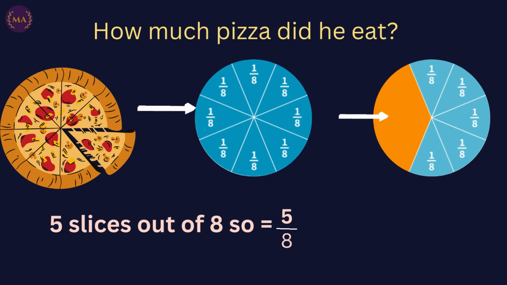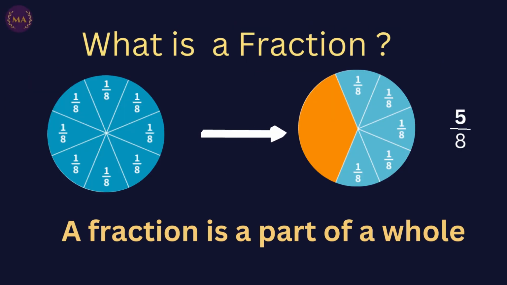So how do you represent it? 5 by 8. Perfect. So what is this 5 by 8, students? Yes, it's a fraction. Out of 8 pieces, he is eating 5. So we write it as 5 upon 8. And this number is a fraction. Perfect. So can you guess what is our today's topic? Yes, our today's topic is fraction. So now let's see what is a fraction.